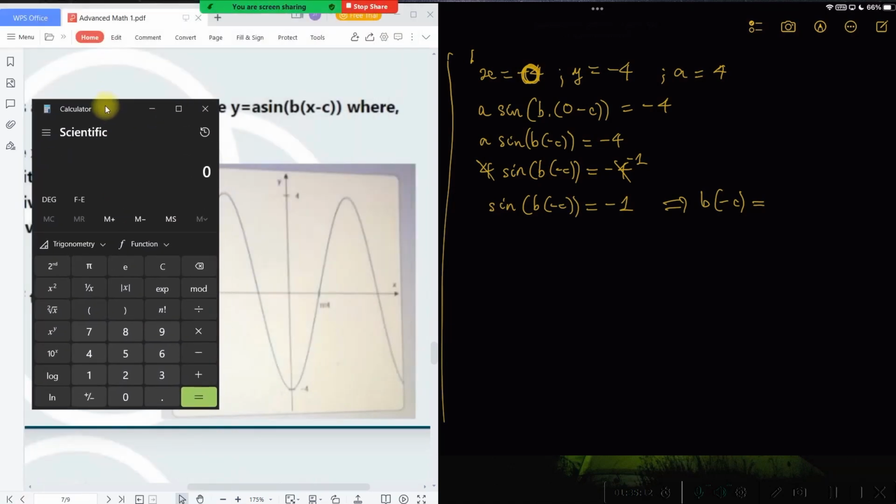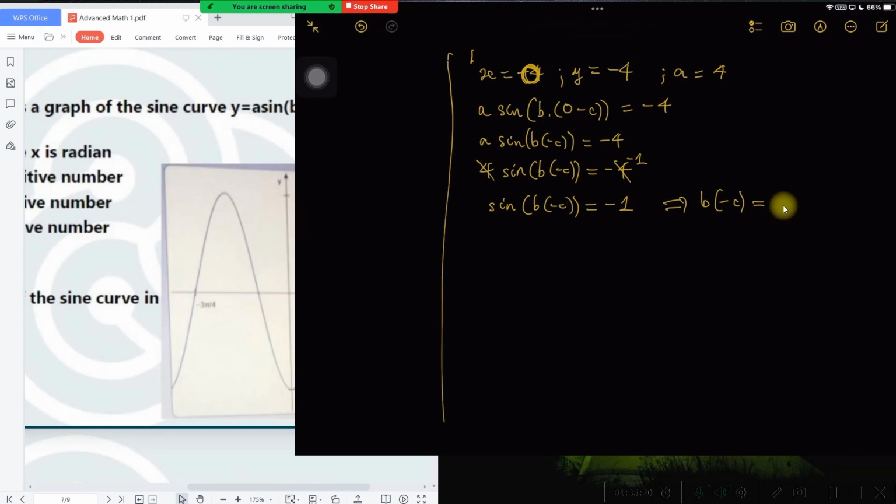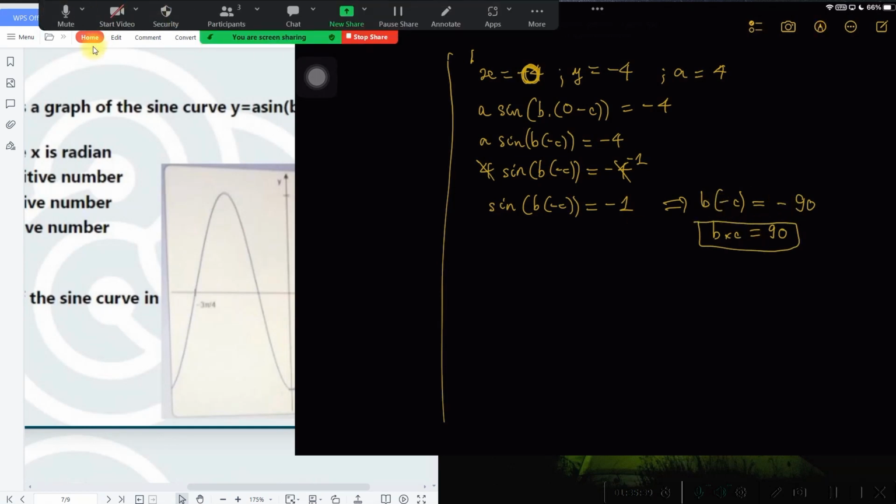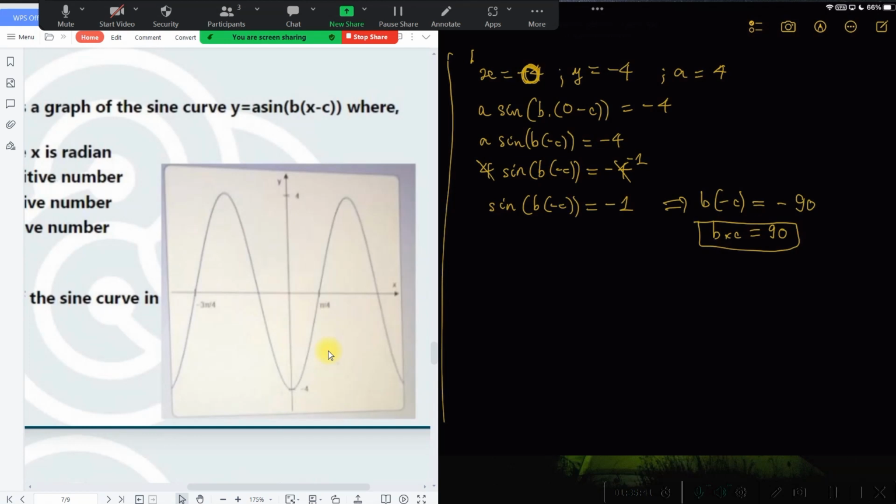Oh well. Trừ 90. Sorry? Trừ 90. Bằng góc trừ 90 đúng không? Vâng. So okay, we got something. At least we got something. So it means B times C equal to 90. At least we have this one. Ít nhất cũng ra được cái này. Oh well, what's the next one?